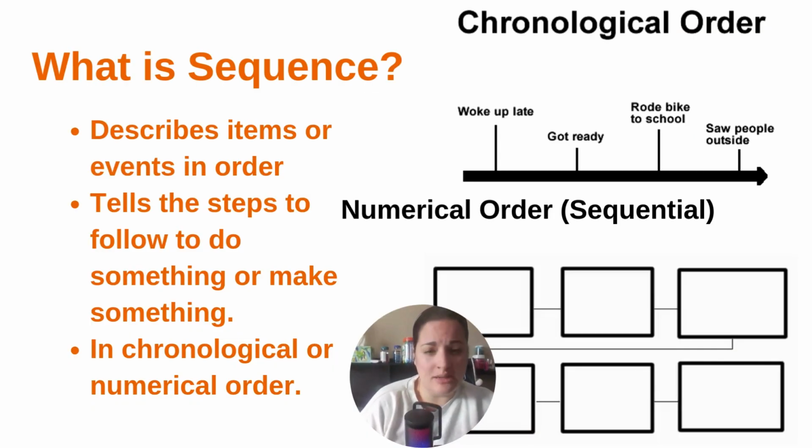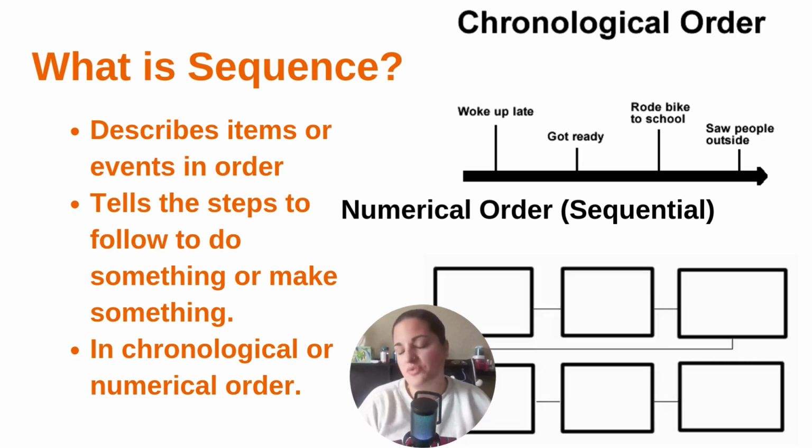So now, when we talk about sequence, we talk a lot about chronological order. This is going to be one of those that is easier to recognize than some of the other ones, but you do have to be careful because we are describing items or events in order. Okay, it has to be in order. It tells the steps to follow to do something or make something, right? It is in chronological, so time order.